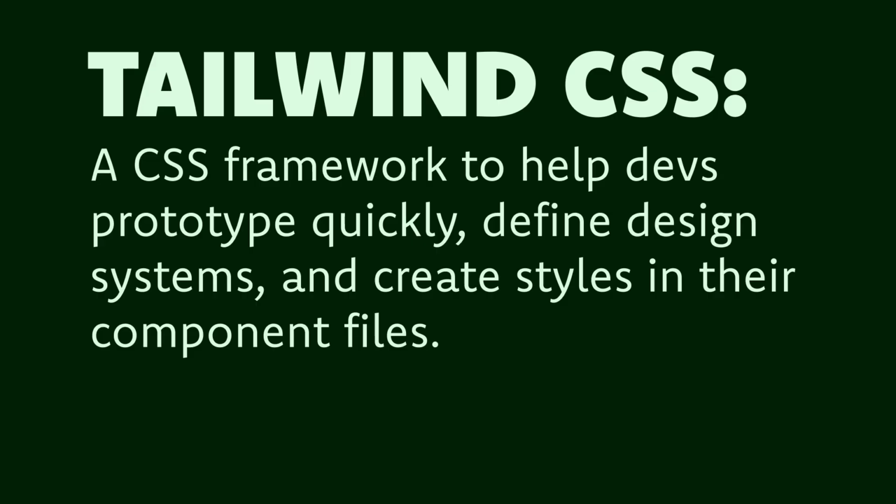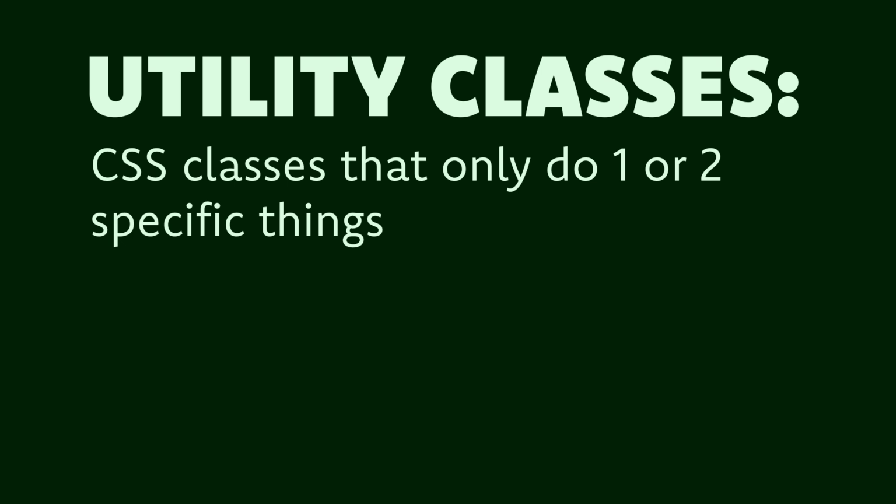Now, let's dive in. Tailwind CSS is a powerful CSS framework that helps both solo developers and teams of developers to prototype designs quickly, work within a specific design system, and create styles in the same file as their components. The major draw of Tailwind CSS is that you're able to build and design modern websites without ever leaving your HTML or TSX files. Tailwind calls themselves a utility-first CSS framework, meaning that you chain classes that do one or two specific things until you reach the desired effect.